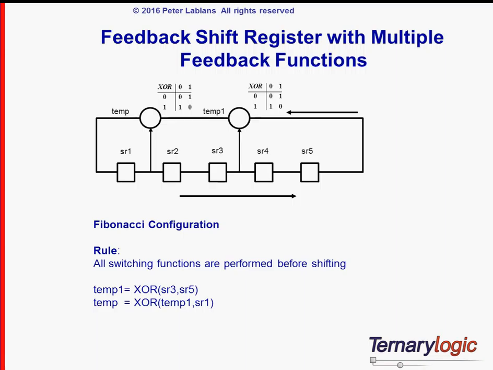Here we see another Fibonacci configuration, because we can add additional functions, and this actually demonstrates the effects of the delay. In this case it's clear that before we can update the content of the shift register, we first have to execute this XOR function, which generates temp 1, and then the result of this XOR function, which generates temp, and then we have to update all the shift register elements. So if one device has a delay of delta t, then the total delay that we have to take into account is 2 times delta t before we can update. This is shown in the following presentation or demo.